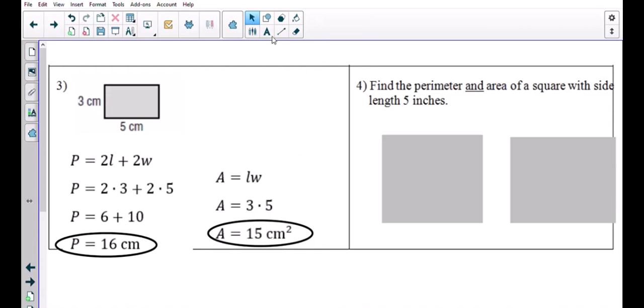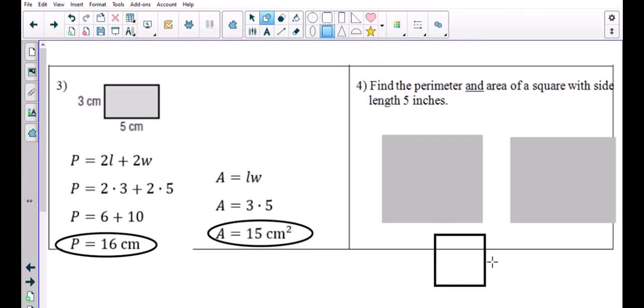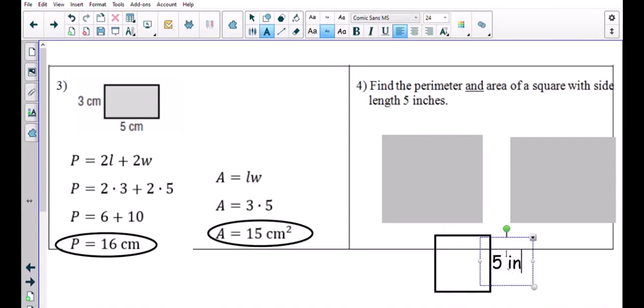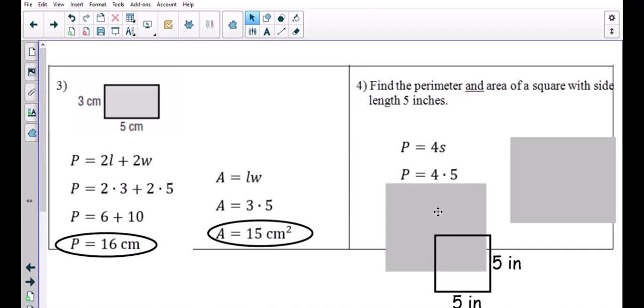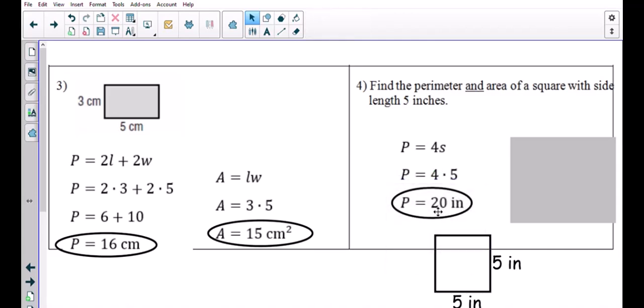In number 4, we're finding the perimeter and area of a square with side length 5 inches. So we can kind of construct a square here, and every side is going to be 5 inches. So we'll label this here. If I'm going to find the perimeter, I can just do 4s. So take 4 times 5 to get my solution. My perimeter is going to be 20 inches. I could take 2 times 5 plus 2 times 5. That's still going to get me 20 inches.